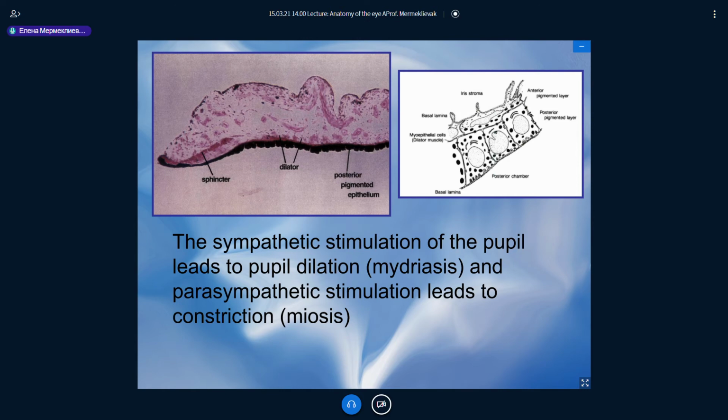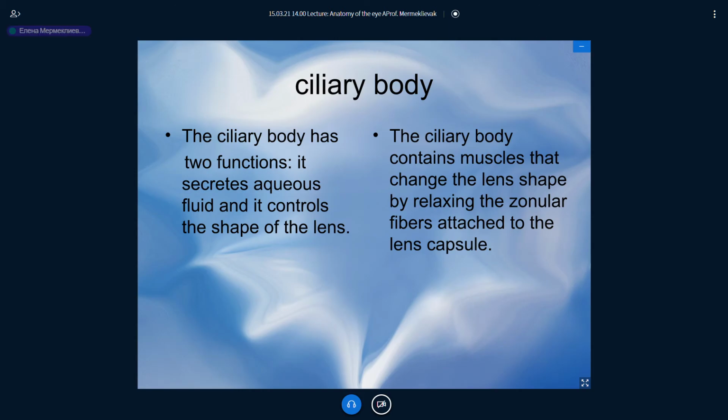The sympathetic stimulation of the pupil leads to pupil dilation, mydriasis, and the parasympathetic stimulation leads to constriction of the pupil, miosis. The ciliary body has two functions. We have already mentioned it. It secretes aqueous humor and it controls the shape of the lens. The ciliary body contains muscles that change the lens shape by relaxing the zonular fibers attached to the lens capsule.